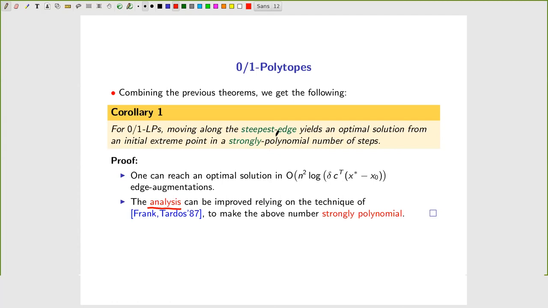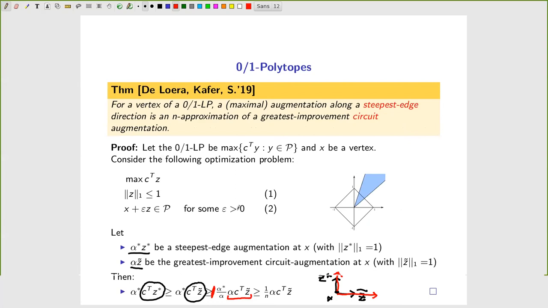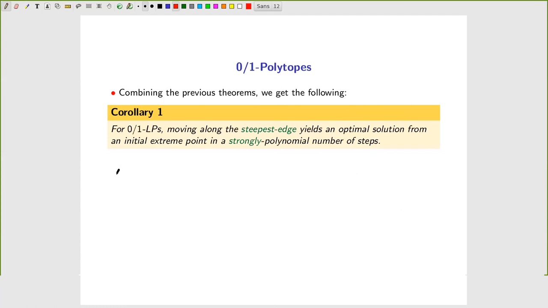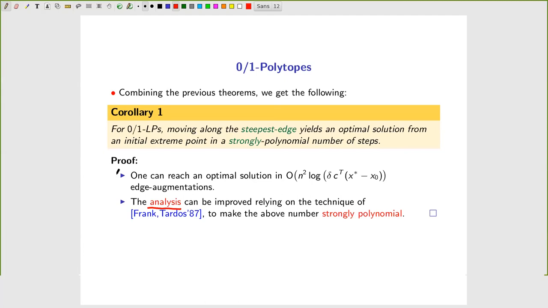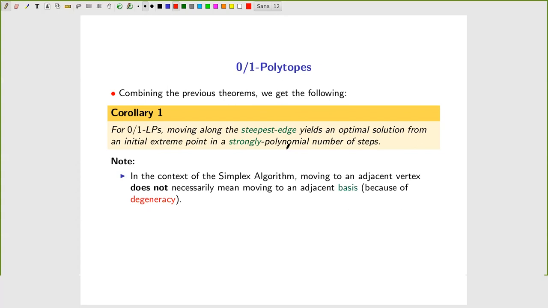Now, one important thing to highlight is that it follows from here that a steepest edge direction is a solution of this LP. So you could actually compute the steepest edge direction in polynomial time. But again, it's an LP, so it would be way better if you could obtain this steepest edge direction in a more combinatorial way.